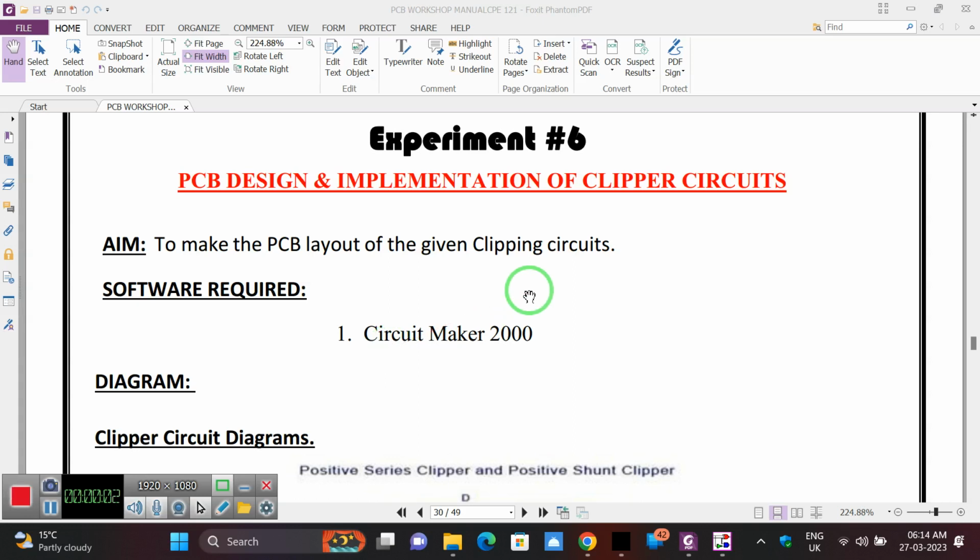PCB design and implementation of clipper circuit. This is experiment number 6 in PCB Lab engineering design subject.